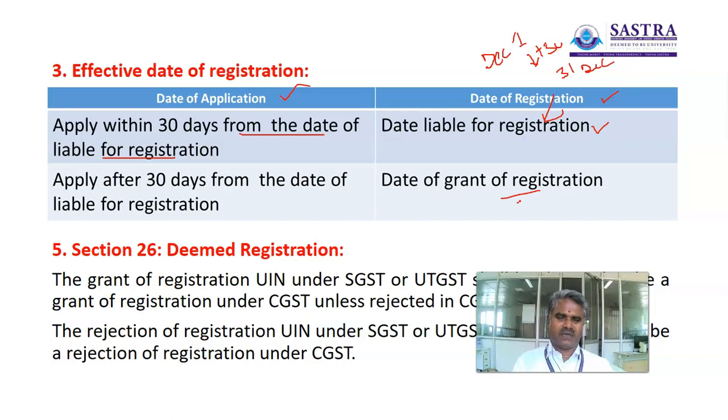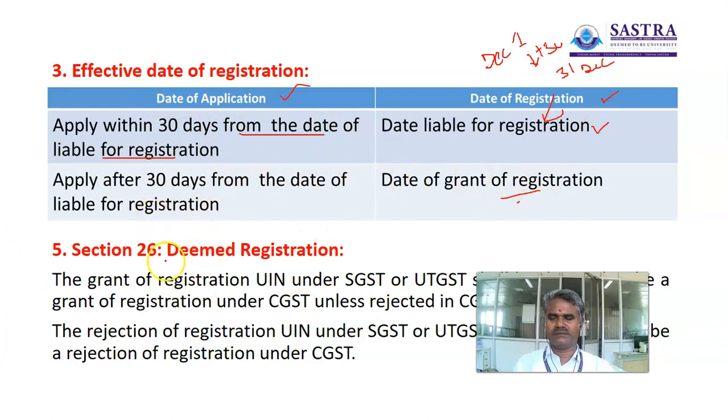Suppose you fail, what is the loss? You are going to lose your right to claim ITC. Very simple, nothing more than that. You are the loser of ITC. Claiming ITC is not possible. So when you are delaying day by day, you are losing your rights. Okay. This is what the effective date of registration is.